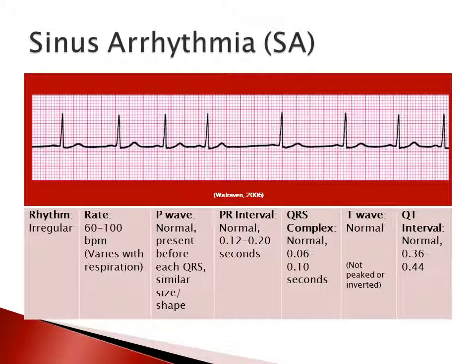And the QT interval measurement takes up 9 boxes, which is 0.36 seconds, right within that normal range. So we can see that everything is normal except for the rhythm, which is irregular. So that means to us that this strip is that of a patient who is in sinus arrhythmia.